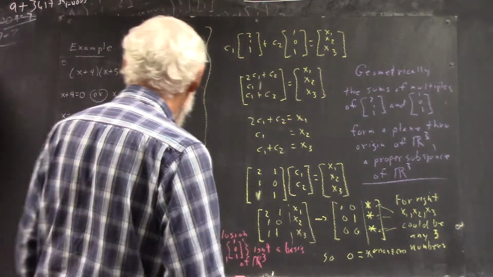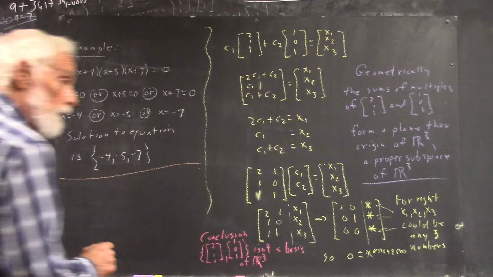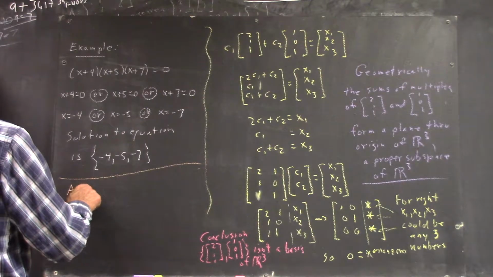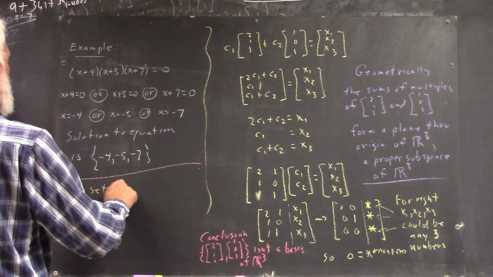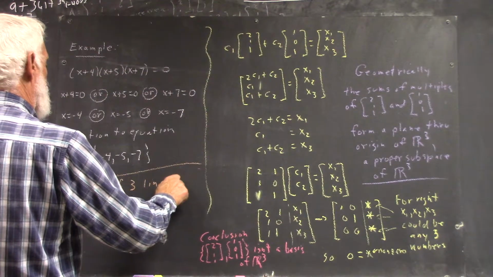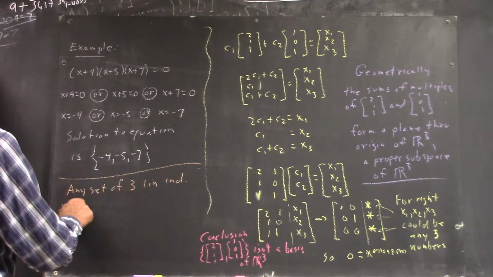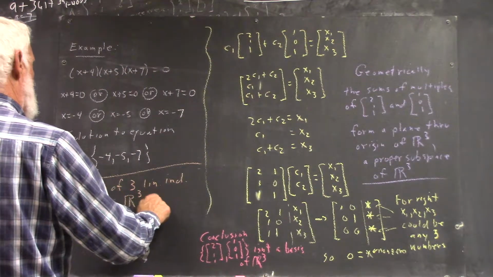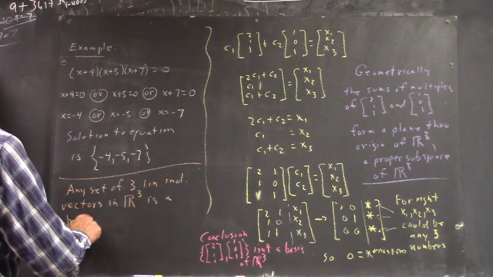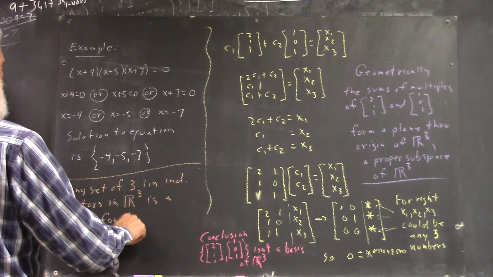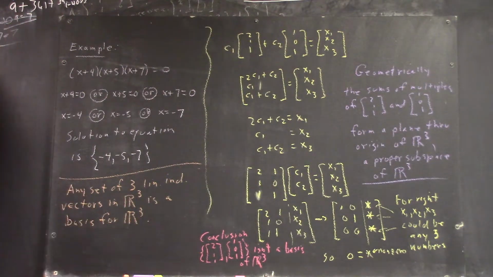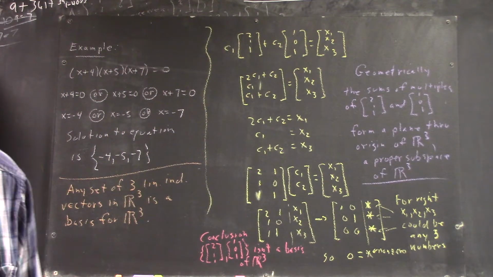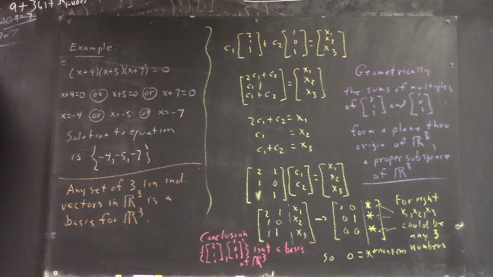Now I'll assert one thing. It'd be great if you could prove it. Okay? Any set of three linearly independent vectors in R3 is a basis of R3. Okay?